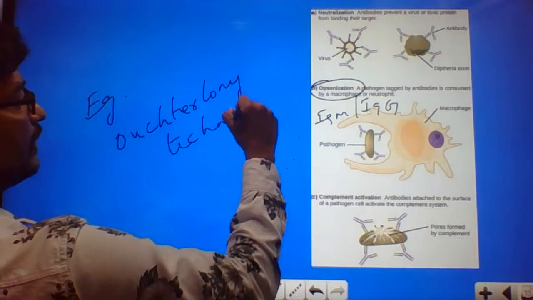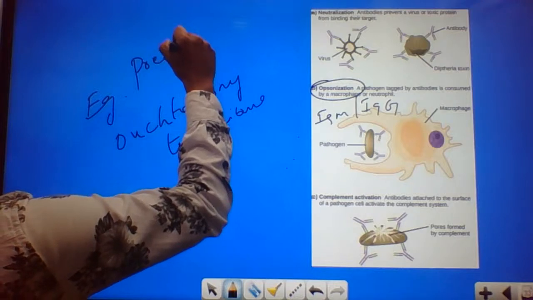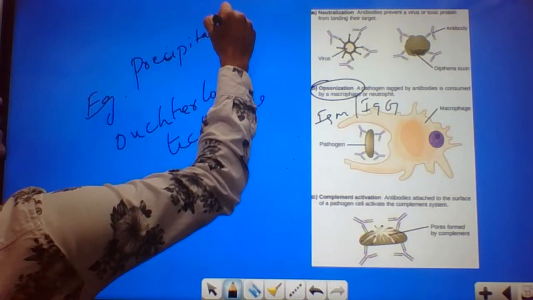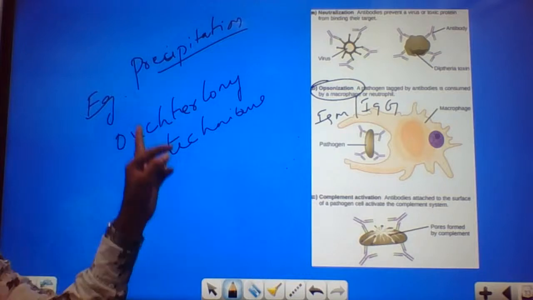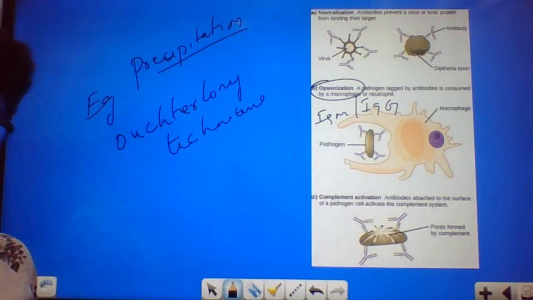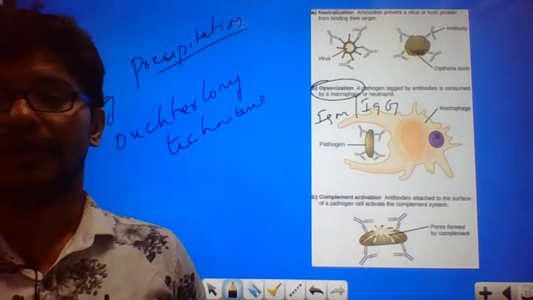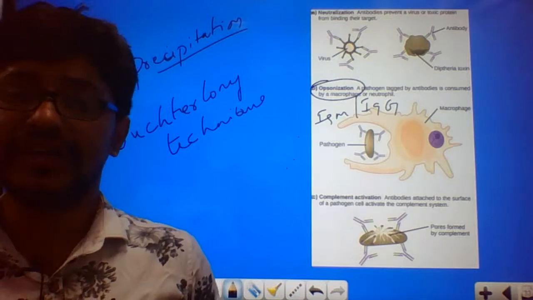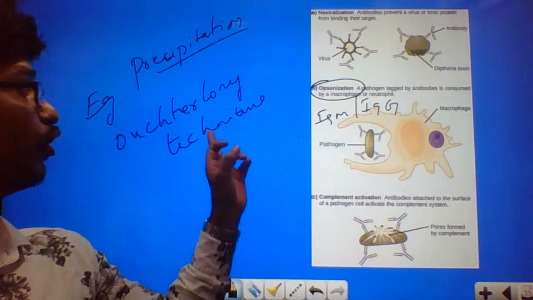In the Ouchterlony technique, why do we do it? This is an example for precipitation. Agglutination, like blood grouping and hemagglutination, can be taken as examples. But a precipitation example is the Ouchterlony technique, where you just identify the similarity between your antigen and the antibody. Are the antigen and antibody identical or not identical? The name of this technique is the Ouchterlony technique.